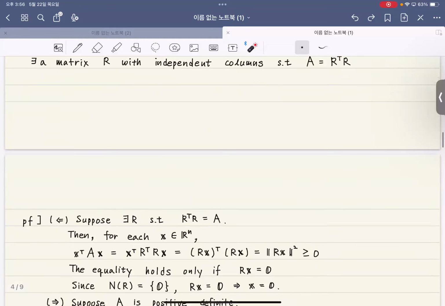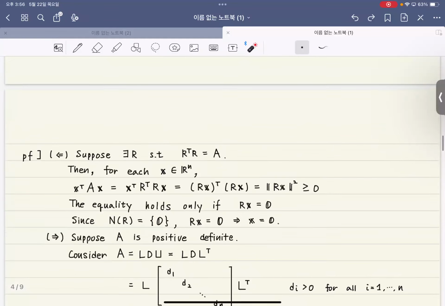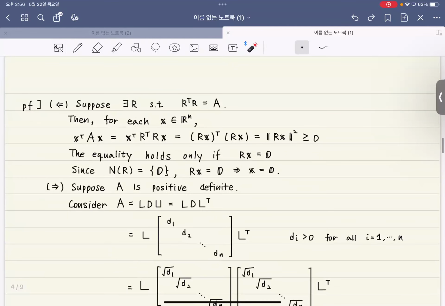Okay. The proof. Which side is easier? I believe this direction is easier. So let's do this. Suppose that I was able to find the matrix R, which has independent columns and is such that R^T R is matrix A.